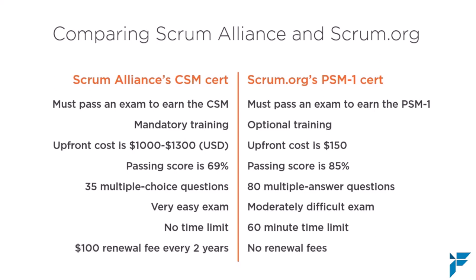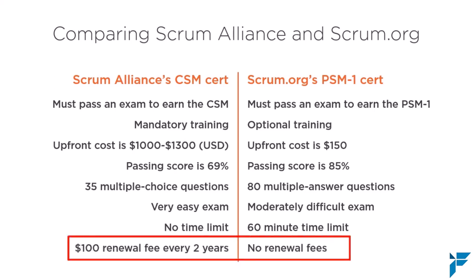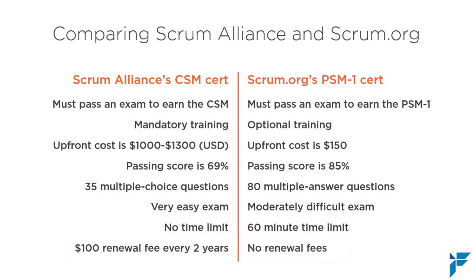The last difference I'd like to point out is that with Scrum Alliance, you'll be required to pay a renewal fee of $100 USD every 2 years to maintain your CSM certification. With Scrum.org, once you've earned the credential, there are no renewal requirements. It's your credential for life.